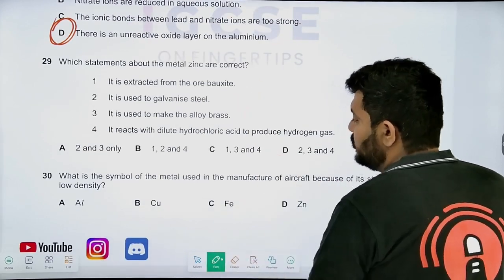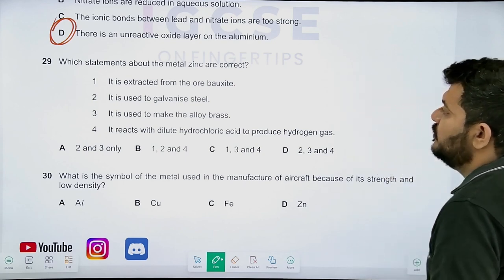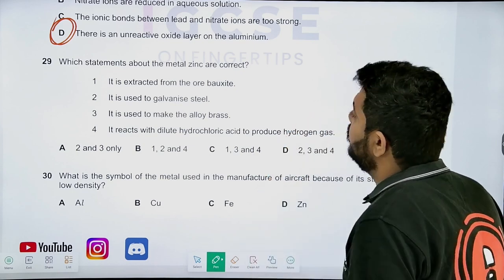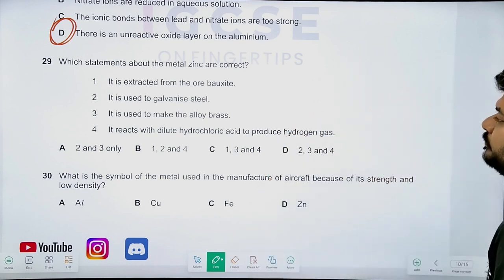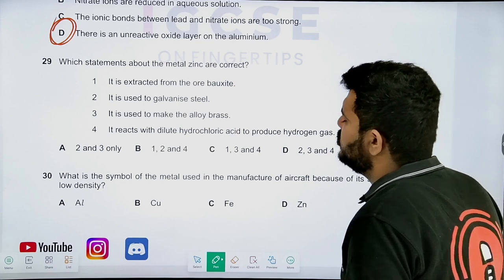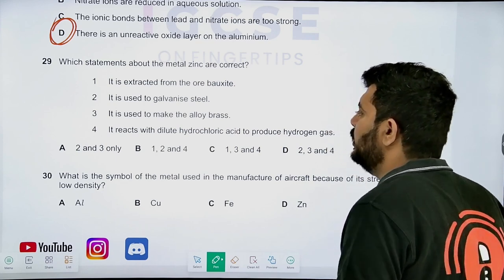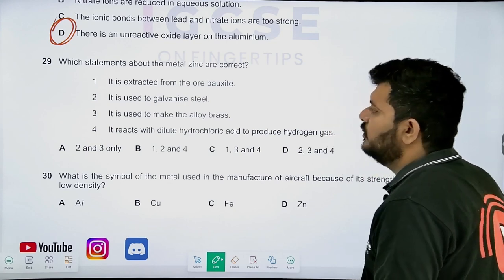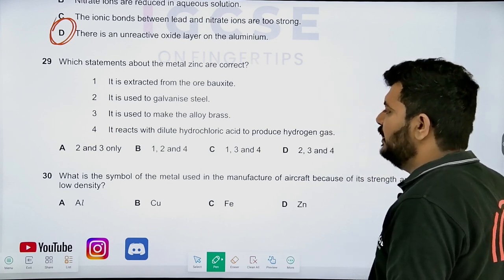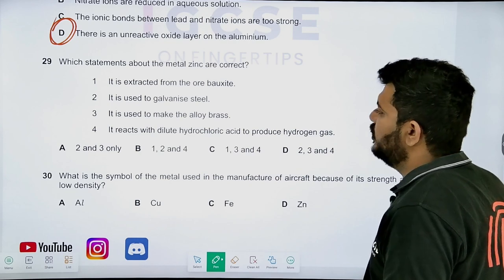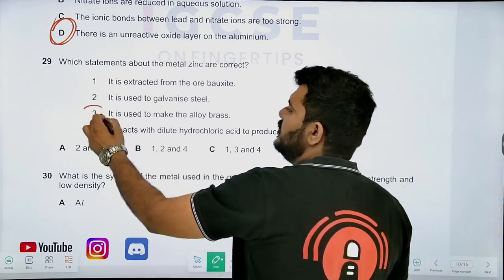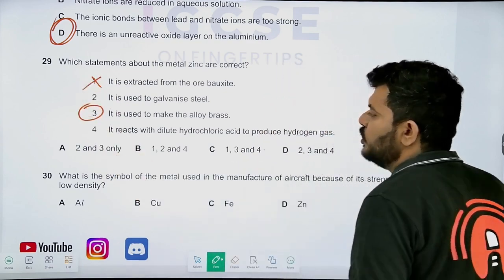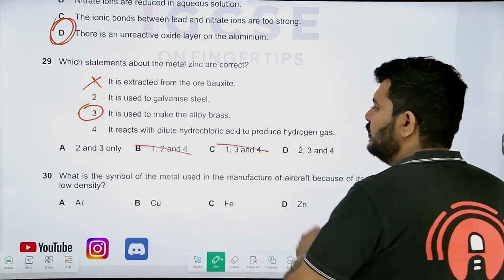Then we have the next question, 29. Which statements about the metal zinc are correct? It is extracted from the ore bauxite. No. It is used to galvanize steel. Okay. It is used to make the alloy brass, zinc and copper. Okay. It reacts with dilute hydrochloric acid to produce hydrogen gas. See, I know 3 is correct for sure. I know 1 is incorrect for sure.